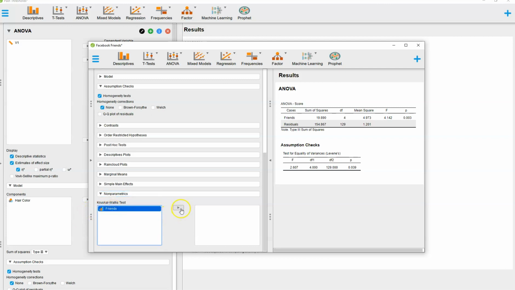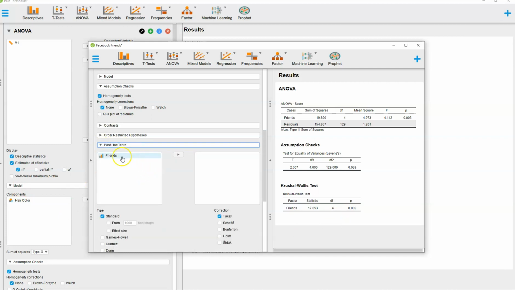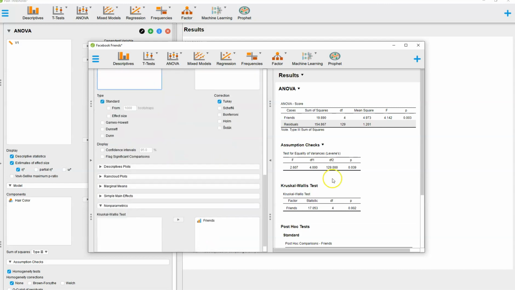So instead, we pop this over here, and it gives us this Kruskal-Wallis test, which gives us a statistic. It's a fairly high statistic. We have a degrees of freedom of 4 and a p-value of 2. Seems to suggest in a non-parametric way that we do have some differences. But where are they? So what we'll do is we'll go back to our post hoc test. We will pop this over into one we're going to look at.